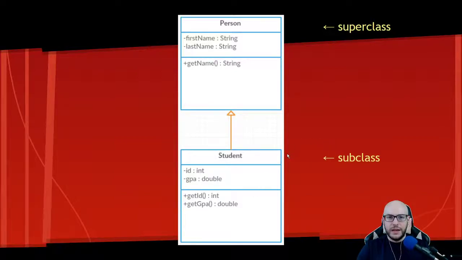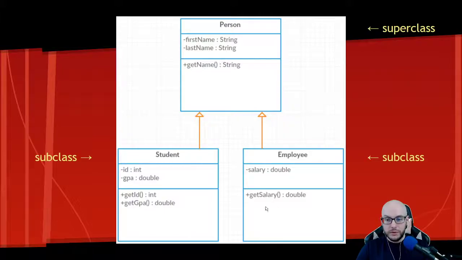For one thing, a class can only have one superclass. The superclass of student is person, period. However, you can have multiple subclasses. This is still true. We see that for student, the only superclass is person. For employee, the superclass is person.